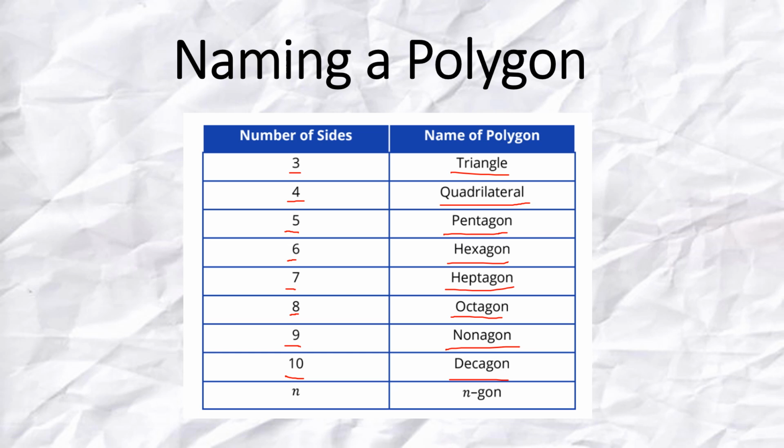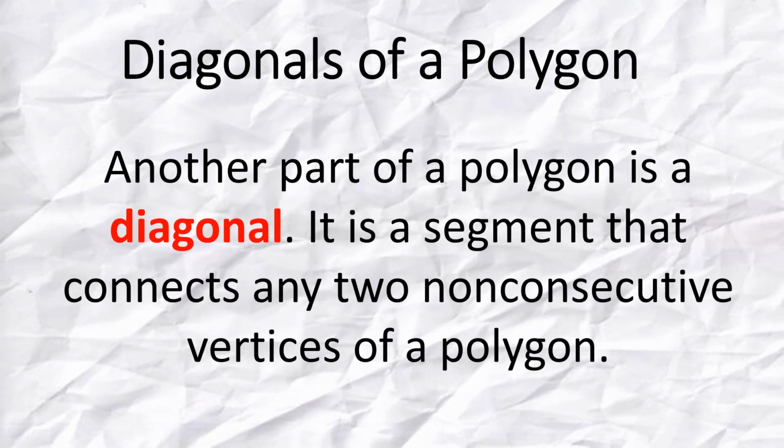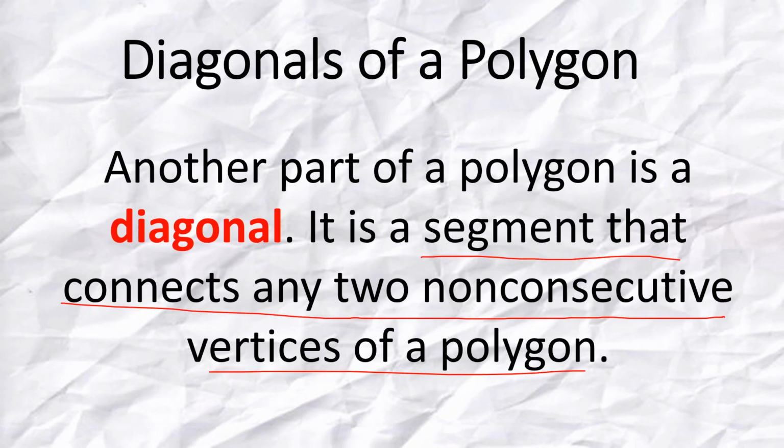The number of sides in a polygon is the same as the number of vertices as well as the number of angles formed. Diagonals of a polygon is another part of a polygon. It is a segment that connects any two consecutive vertices of the polygon.